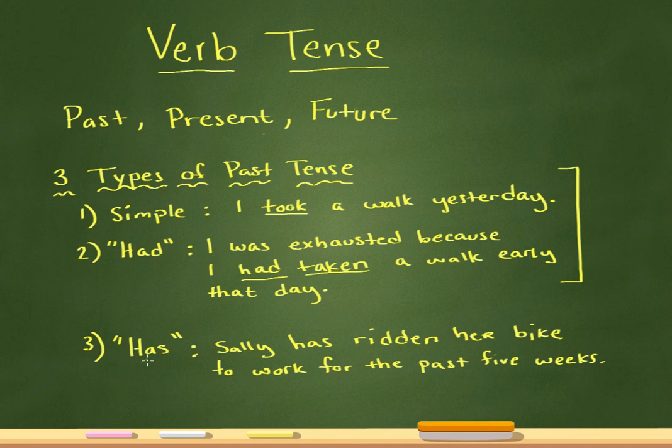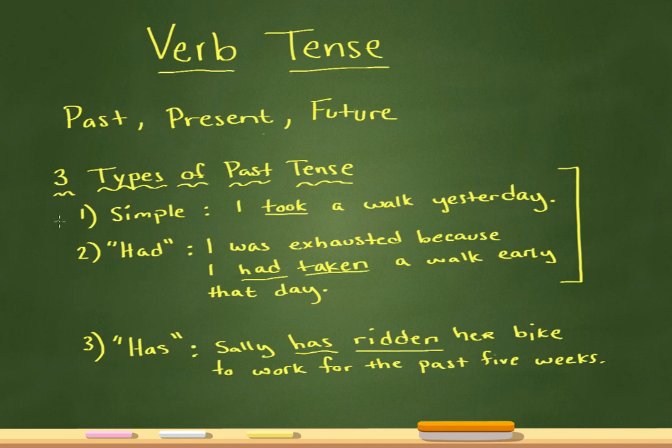And the third and final past tense form is pretty easy. It's the has form. So that's a sentence like, Sally has ridden her bike to work for the past 5 weeks. Okay, why do you use the has form? You use it when it's a past event that started in the past but is still going on into the present, right? So for example, Sally has ridden her bike for the past 5 weeks, right? It started 5 weeks ago, but she's still riding her bike to work. So you need the has form.